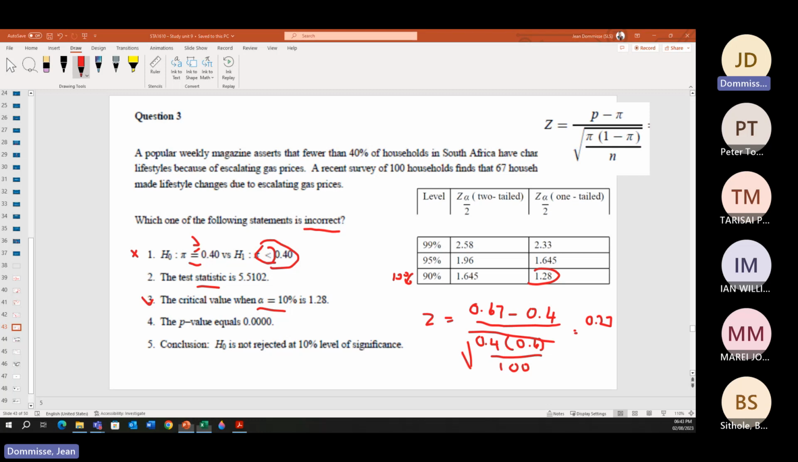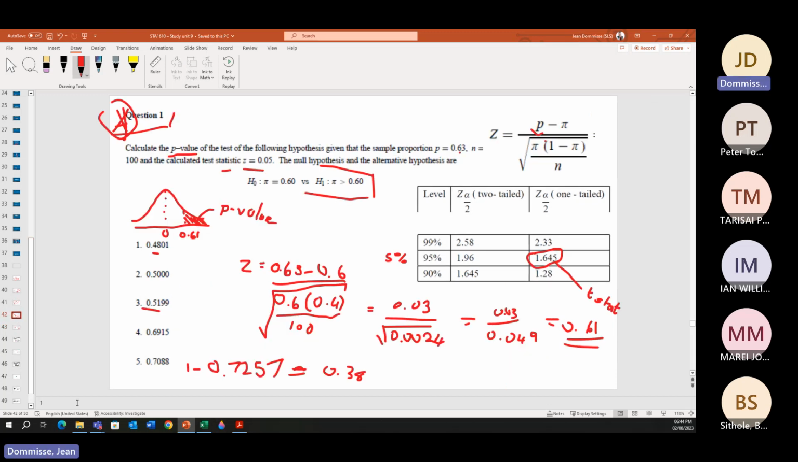At the bottom, we've got 0.4 times 0.6, which will again, like in the previous question, give us 0.049 at the bottom. But then if we calculate that, it gives us 5.51. Okay, so the t-stat is correct. So definitely with this one, there was some error in the set of options.